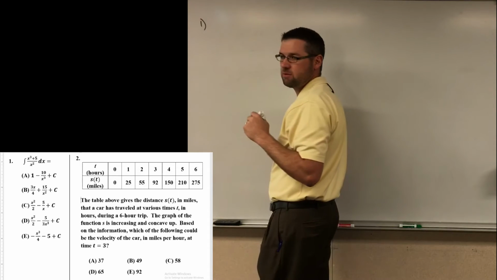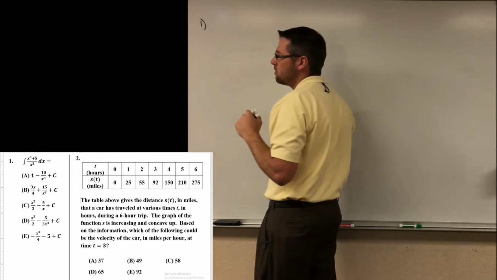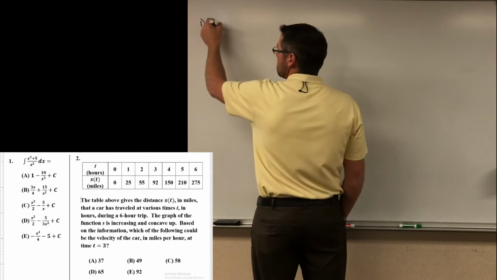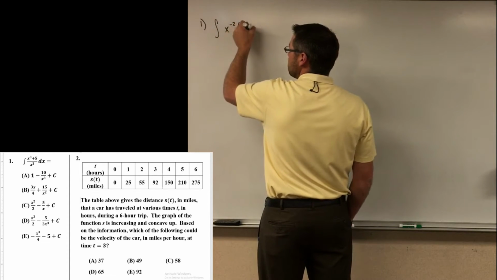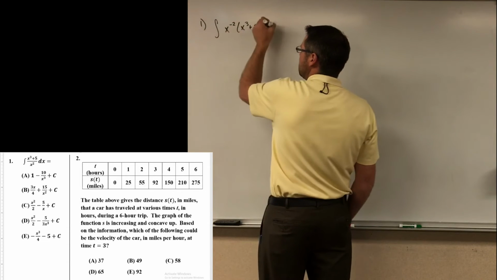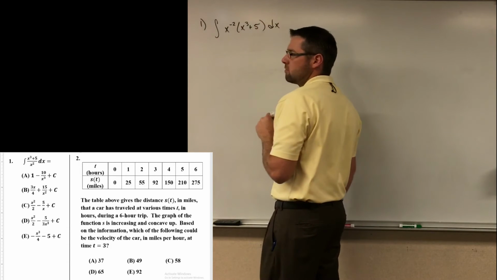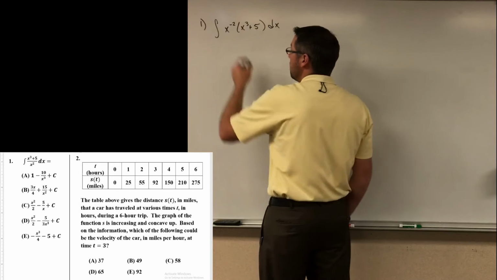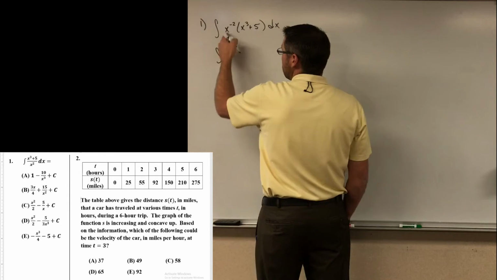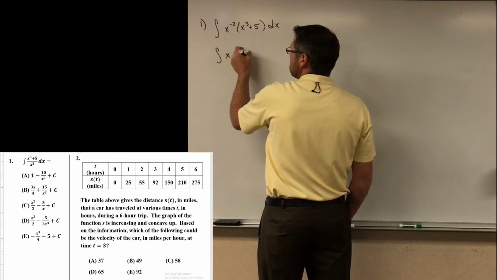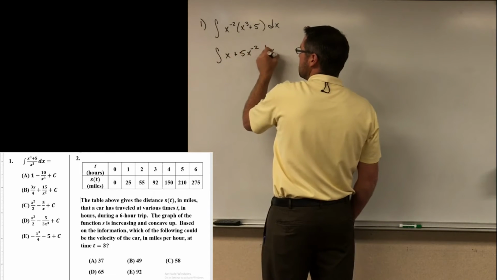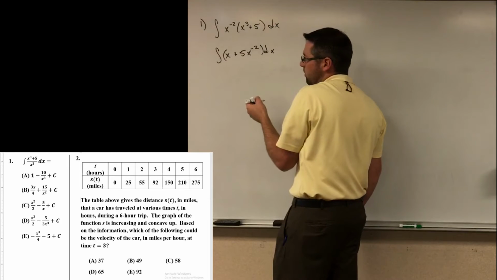Move it outside. So you said x to the negative 2 times x cubed plus 5? And then did what from there? Okay, I guess you could look at it that way. So x to the negative 2 times x cubed is x, plus 5x to the negative 2 dx. Okay, that's one way of looking at it.